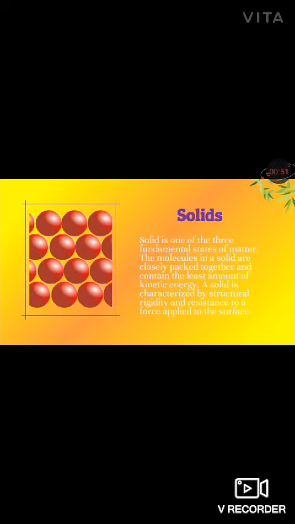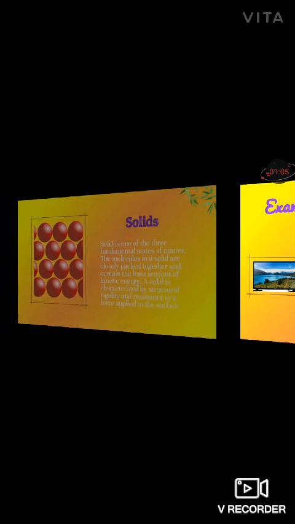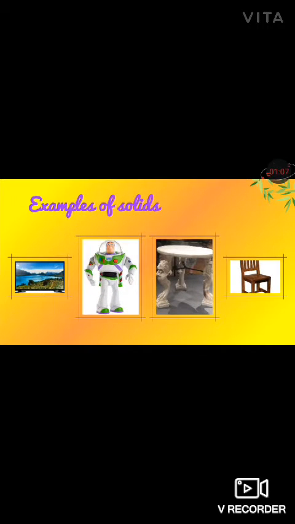The molecules in a solid are closely packed together and contain the least amount of kinetic energy. A solid is categorized by structural rigidity and resistance to a force applied to the surface. Now, the examples of solids: television, toy, table and chair.